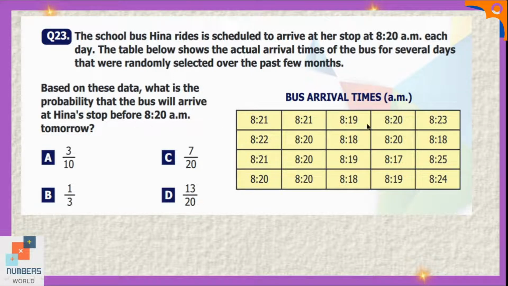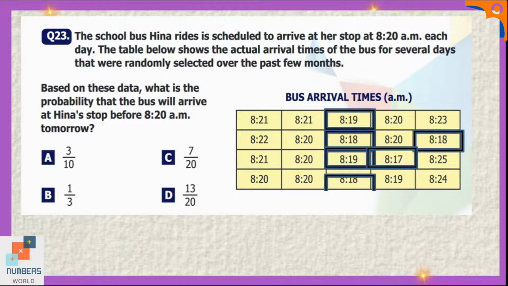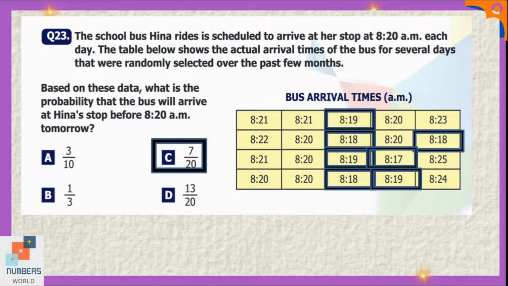So we will see the chart and mark the number of times when the bus arrived before 8:20. So 1, 2, 3, 4, 5, 6, and 7. So 7 times the bus arrived before 8:20. So now we are going to divide 7 by the total number of bus arrival times according to the chart. The total is 20. So 7 divided by 20 is the probability that the bus will arrive before 8:20 tomorrow. So C is the correct option.